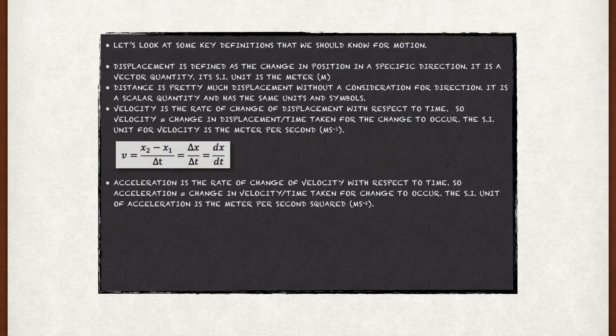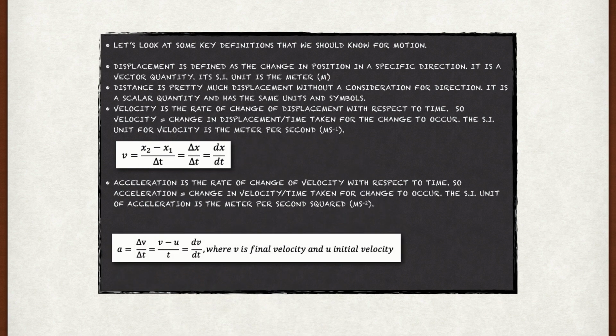Right? So if we look at them in terms of mathematical formula, v is equal to x2 minus x1 over that change in time, which we call delta t. So it's delta x over delta t, or for those of you familiar with mathematical notation, it's dx/dt. Which means the same thing as change in x divided by change in t. For acceleration, we have that a is equal to change in velocity over change in time. So it's v minus u over t, where v is our final velocity and u is our initial velocity, and that gives us dv/dt. Again, just change in velocity divided by change in time, or the time taken for the change to occur.